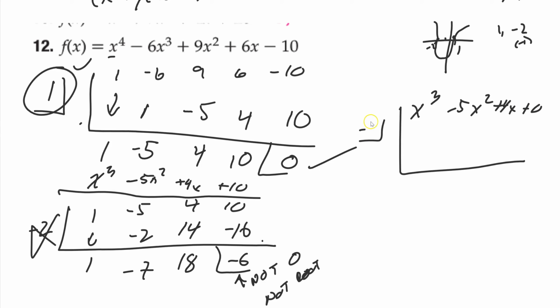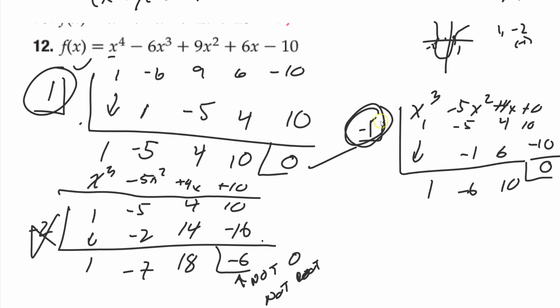So it should be negative 1. Bring the first one down, so 1, negative 5, 4, and 10. Multiply across, negative 1, add down, negative 6, multiply across 6, 10, negative 10, and I get 0. So that one worked. Negative 1 was the right answer, not 2. And you get x squared minus 6x plus 10.